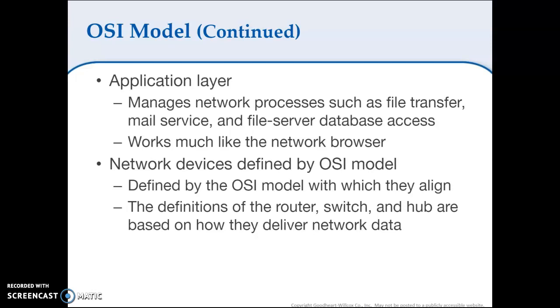Network devices are defined by the OSI model layer with which they align. So which layer of the OSI model do these devices fit? And then the definitions of the router, switch, and hub are based on how they deliver network data.